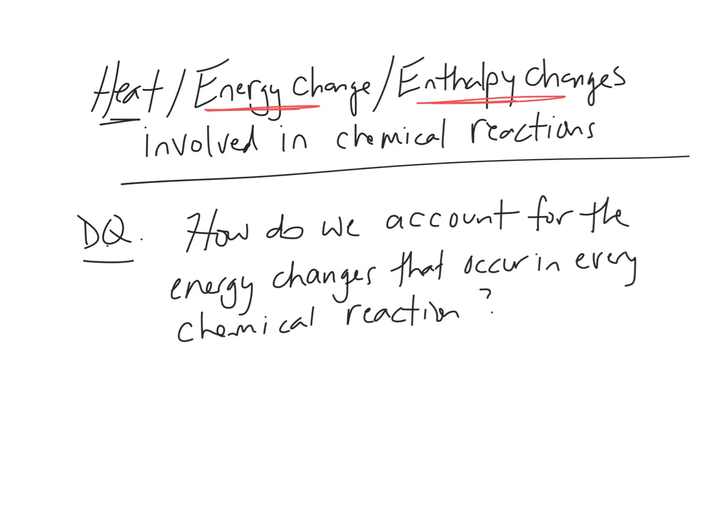So we're looking at heat or energy change, or as it's properly called in chemistry, enthalpy change, involved in chemical reactions. And so our driving question here is, how do we account for the energy changes that occur in every chemical reaction? And I want to emphasize the wording there, because energy changes do occur. A heat change or an enthalpy change does occur in every single chemical reaction. It's part of the reality when you break the bonds of the reactants and you form the bonds of the products. Since the bonds are not exactly the same, we see they're at different potential energy levels, and so in that process, heat is going to be lost or gained.